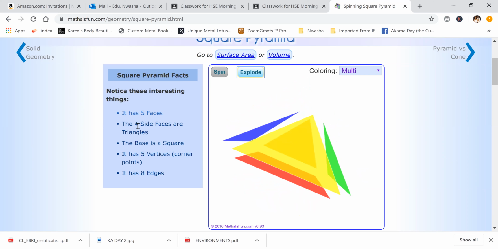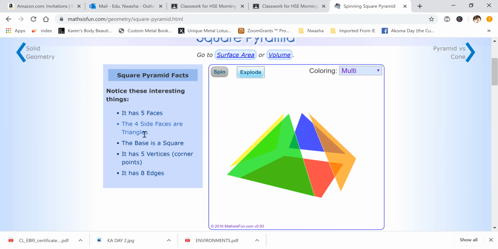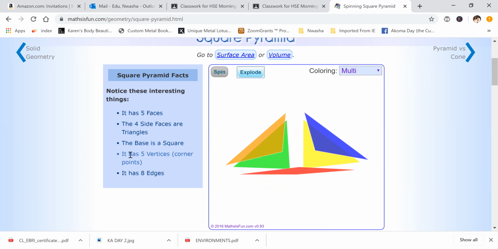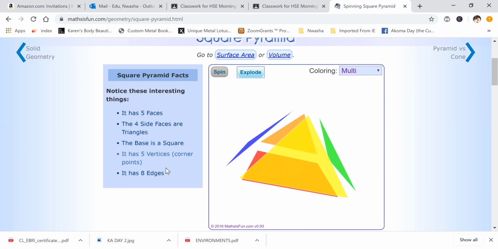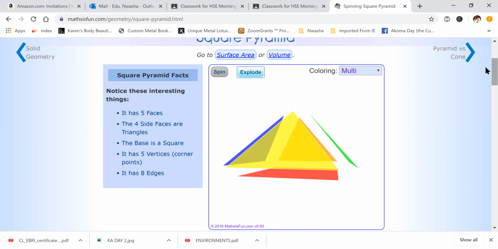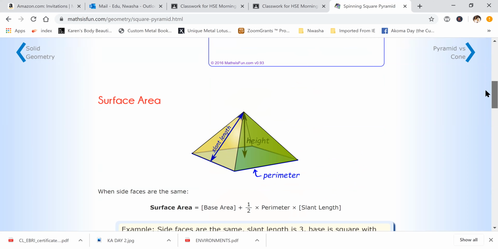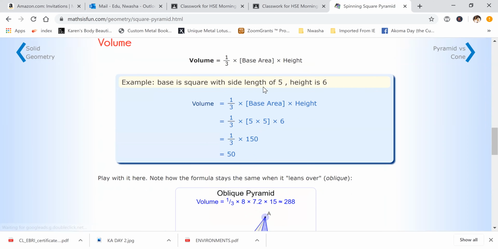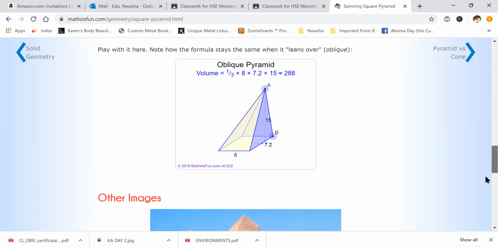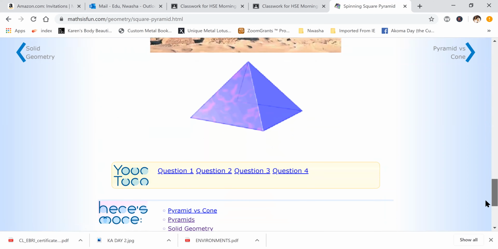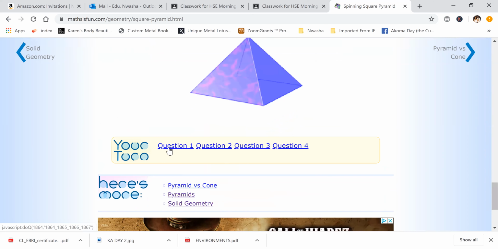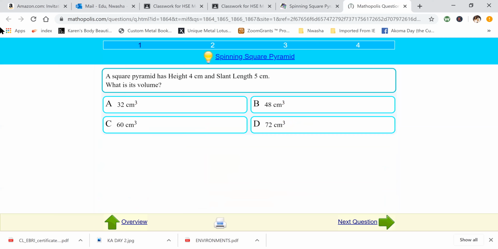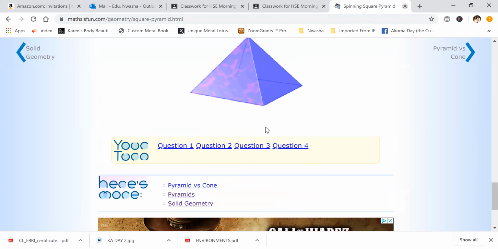So these are the interesting things it's saying. It has 5 faces. The 4 side faces are triangles. The base is a square. It has vertices, which are corner points, and it has edges. So these are things that you might want to draw. These are the same 2 formulas, surface area and then volume. I have a couple images, and it's just got a limited number of questions. So we're just going to do this one that's smaller so that we can avoid doing the other pyramids.